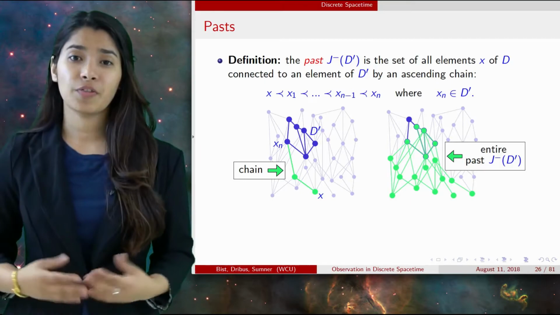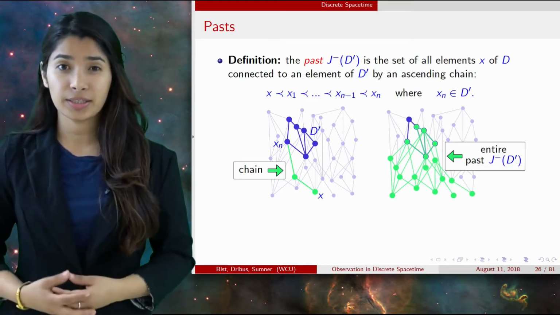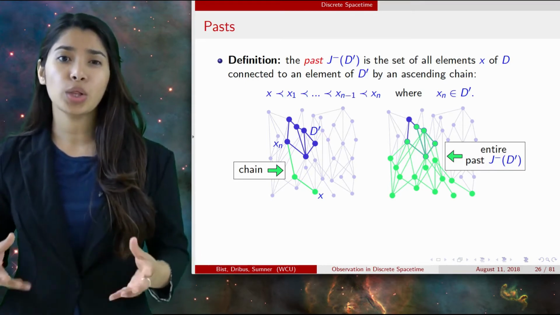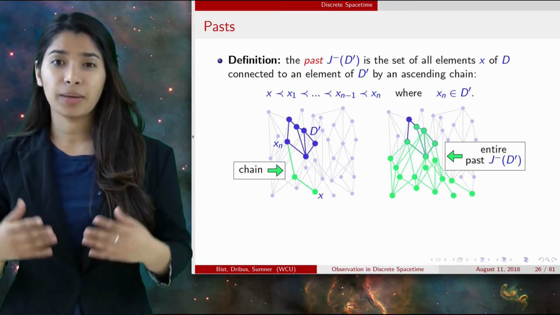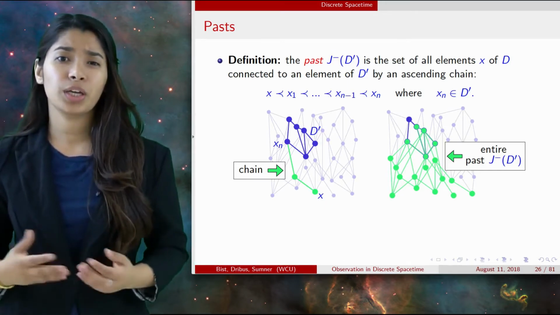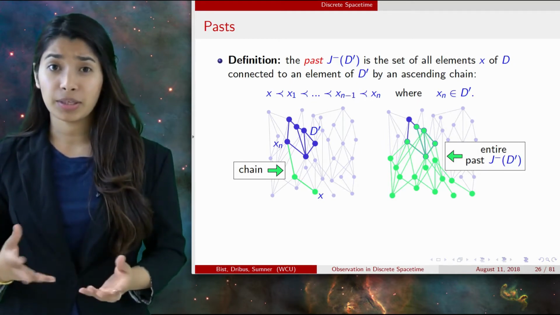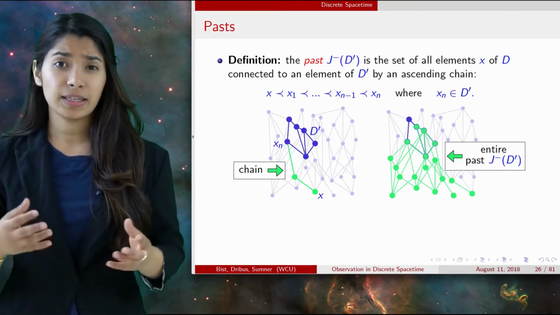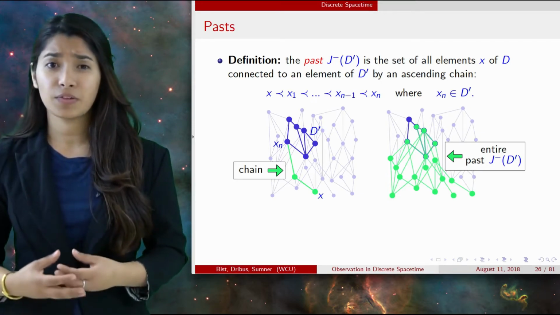For the purposes of observation, past and future are the most important subobjects of directed sets that we can consider. The past of a subobject D' is defined mathematically to be the set of all the elements X in D that are connected to elements of D' by an ascending chain. This means that we can begin at X and then follow a sequence of relations upward until we hit an element of D'. The picture on the left shows a single element X in the past of D', and the picture on the right shows an entire structure of the past of D'.